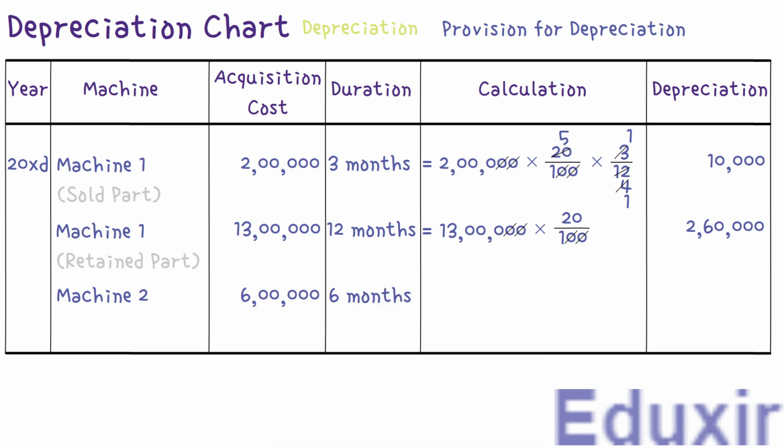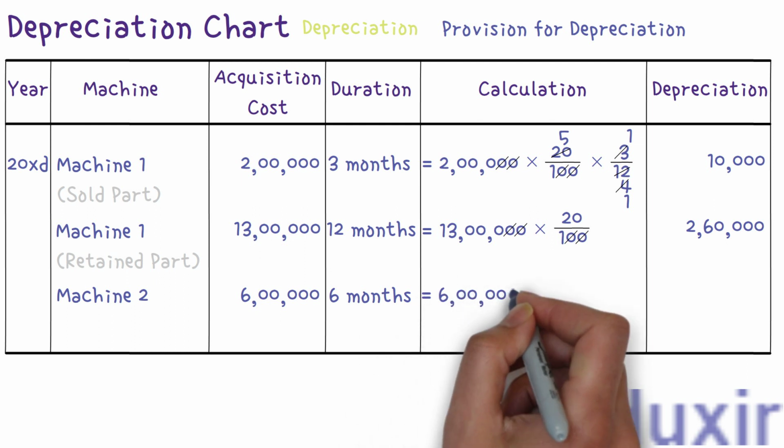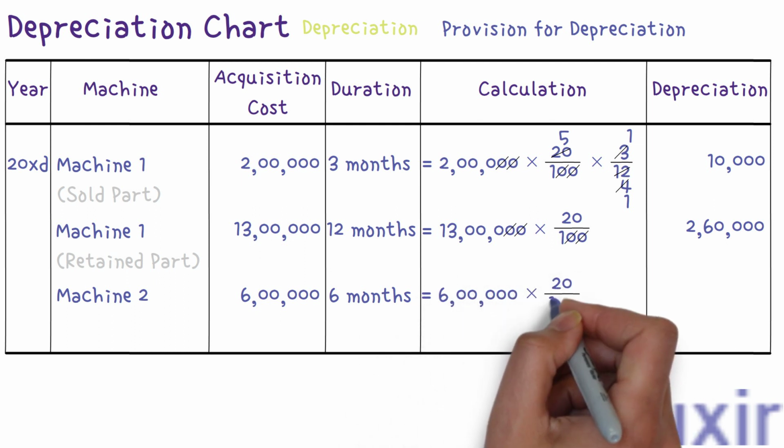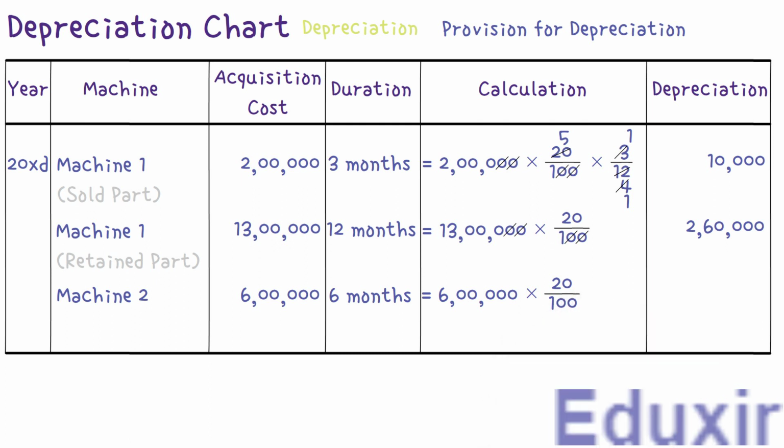Now, if you multiply the acquisition cost of machine 2, which is 6 lakh rupees, with the yearly depreciation rate of 20 upon 100, we get the depreciation on machine 2 for 1 year or 12 months. However, in this accounting period, we need to calculate the depreciation only for 6 months on this machine.